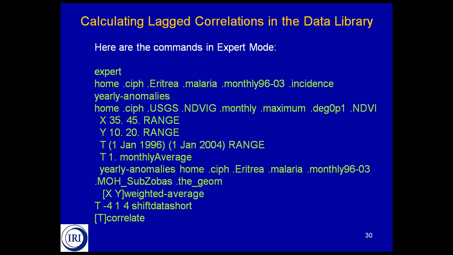Then we calculate the monthly average of these values. We need to put them on a monthly time step. They're originally on a decadal or 10-day time step. And then we calculate their anomalies by month. Then we select the shapes of the Eritrea subzobas and apply the weighted average command. Then we apply the shift data short command and then apply the correlate command to the time grid, capital T.